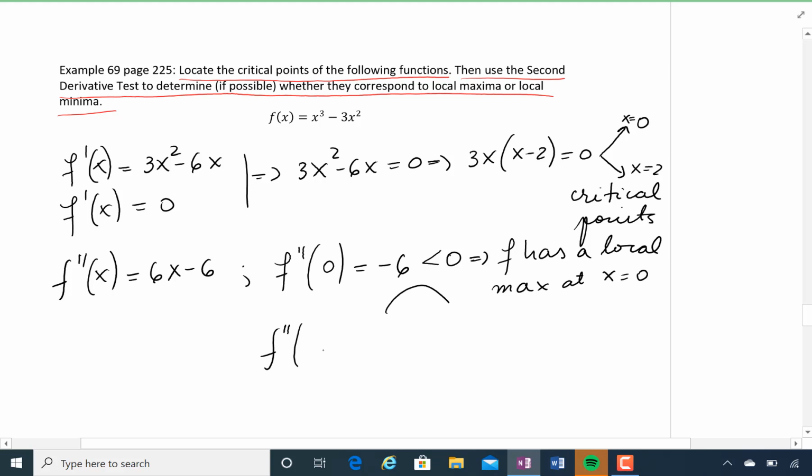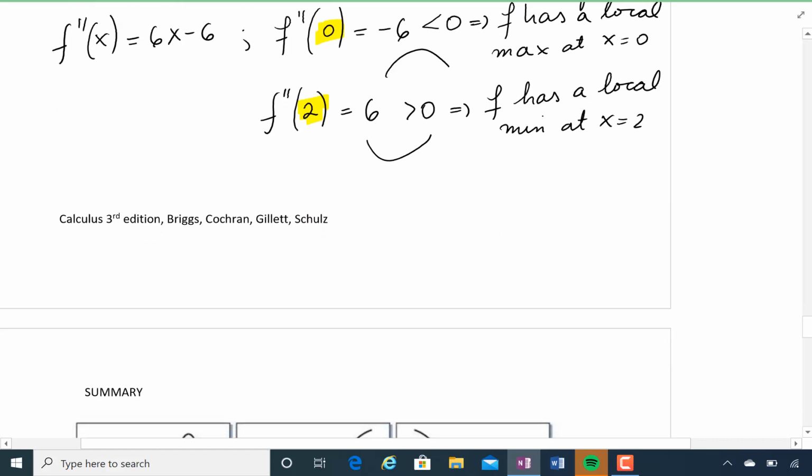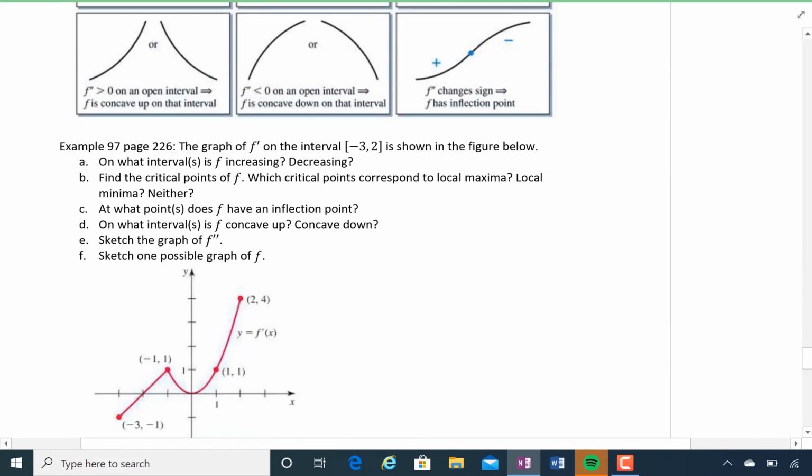f double prime at 2, from the 0 and this 2 I got from the solutions of the first derivative, is 6, which is positive, so f has a local minimum at x equals 2. Why? Because being positive, it means it holds water, or it's concave up.